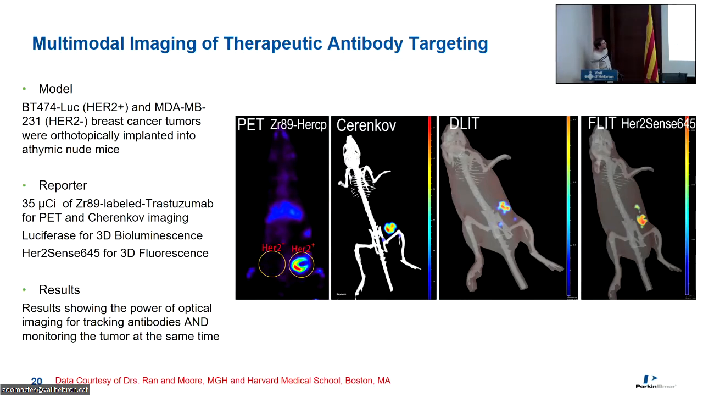In optical imaging, we can also detect PET tracers. So this mouse was moved to the IVIS in order to do Cherenkov imaging and to detect the localization of the PET reporter here in a system which is not a PET. We also did 3D bioluminescence because those tumor cells were luciferase positive. So this is a 3D bioluminescence. And we also used another trastuzumab, but this one was fluorescent. It's called HER2-sense. And we can also clearly see the good targeting of the tumor expressing HER2 with this fluorescent antibody.